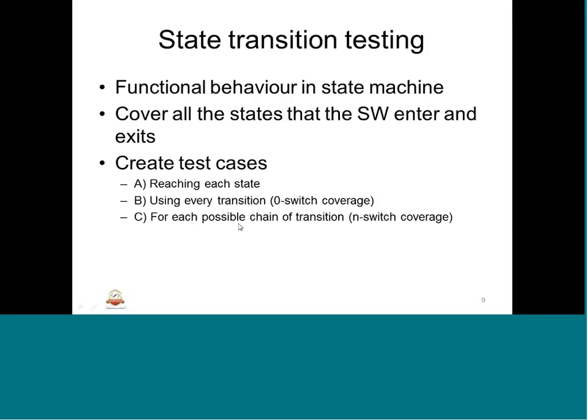Similarly, the next one is for each possible chain of transitions. It means n-switch coverage. That means the maximum possible transitions in the complete path that we are going to have. So we are going to create test cases accordingly.